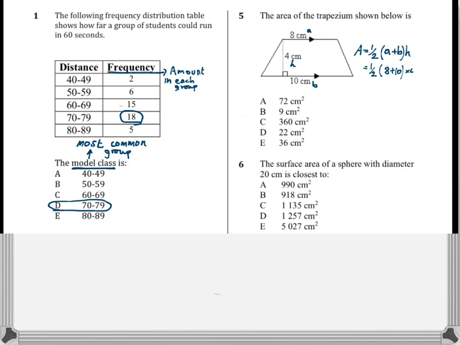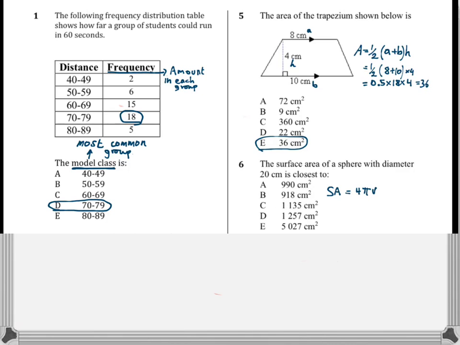So take those numbers and put them in the right spot in the rule, and on the calculator we add the 8 plus the 10 to give 18, and then we carry out the multiplication to get 36, and we have E. Alright, the next question, the surface area of a sphere with diameter 20 centimeters is closest to.